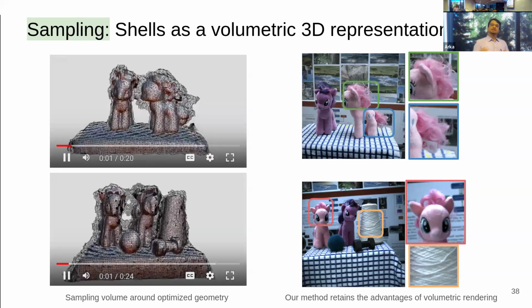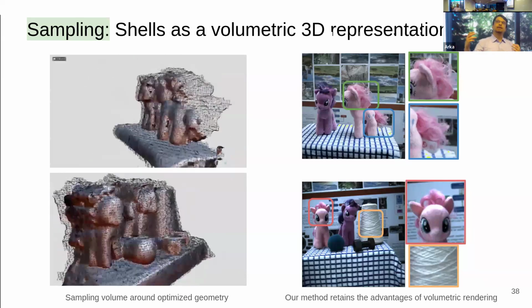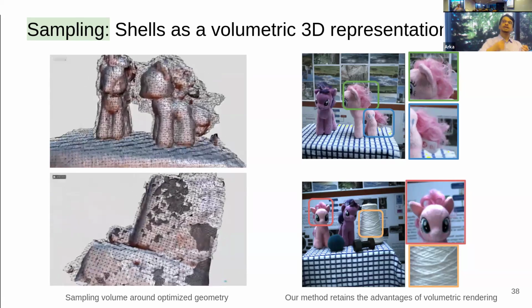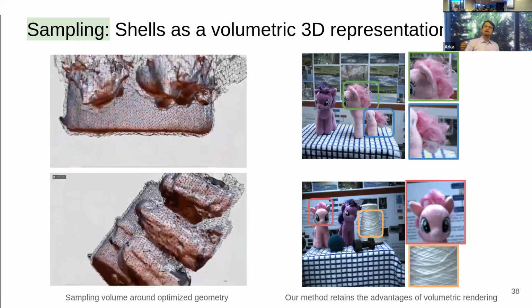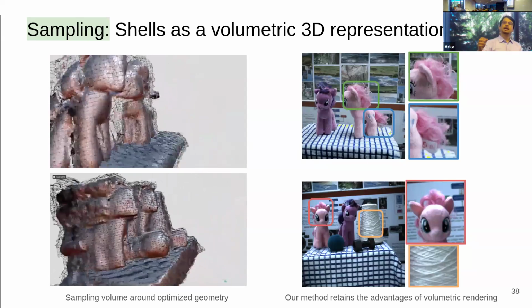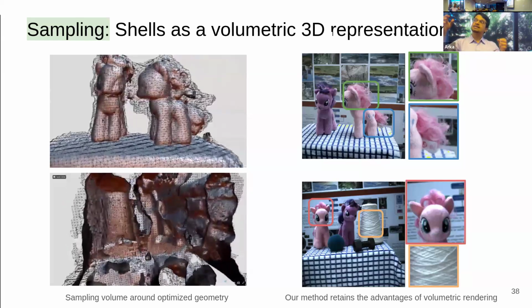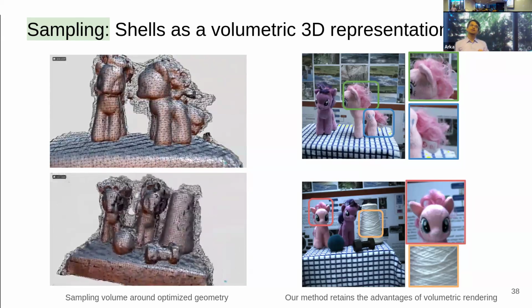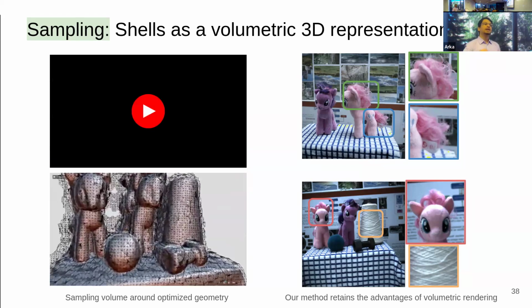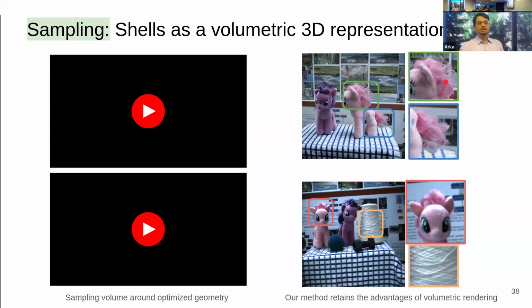Our fix was this: since we estimate the geometry a priori using stereo, and we jointly optimize the geometry and appearance, we are in a position to calculate a shell around our current estimate of the geometry and perform the volumetric integration inside that shell. That lets us become very sample efficient for this volumetric rendering step, and we converge really fast.